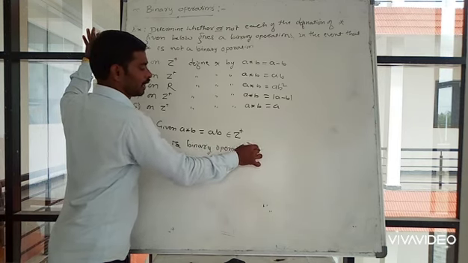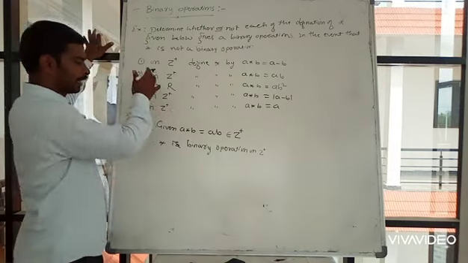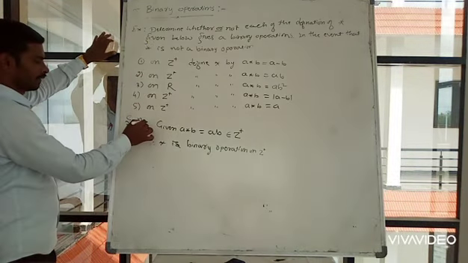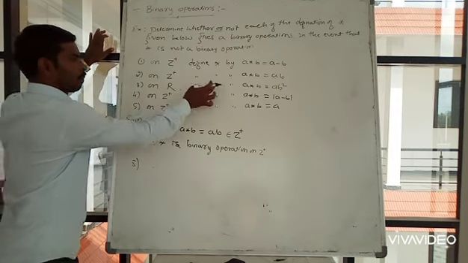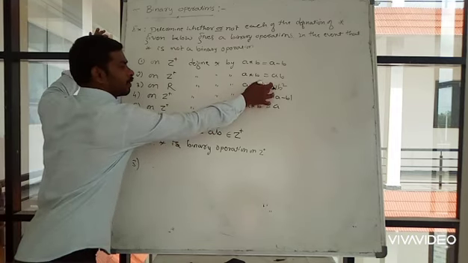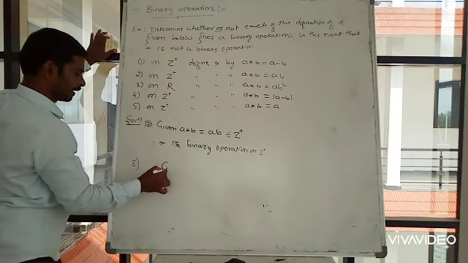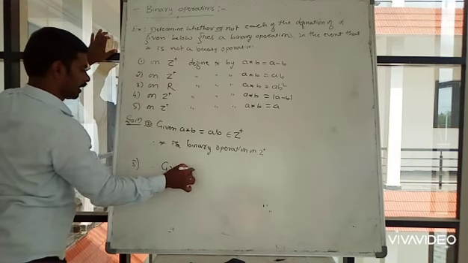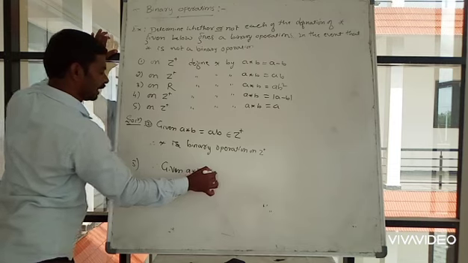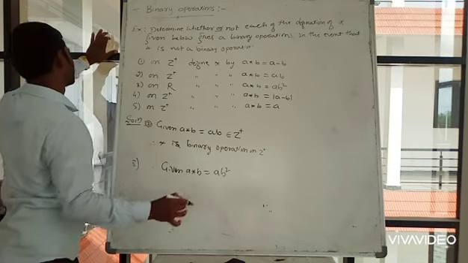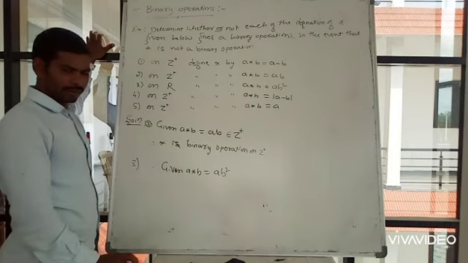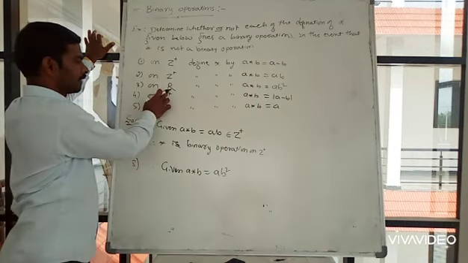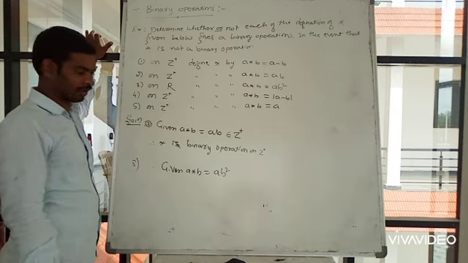Binary operation on Z plus. Next, go to the third one. It is a given operation. What is that? A star B equal to A into B square on R. Given A star B equal to A into B square. Check whether this operation on the set of all real numbers is a binary operation.